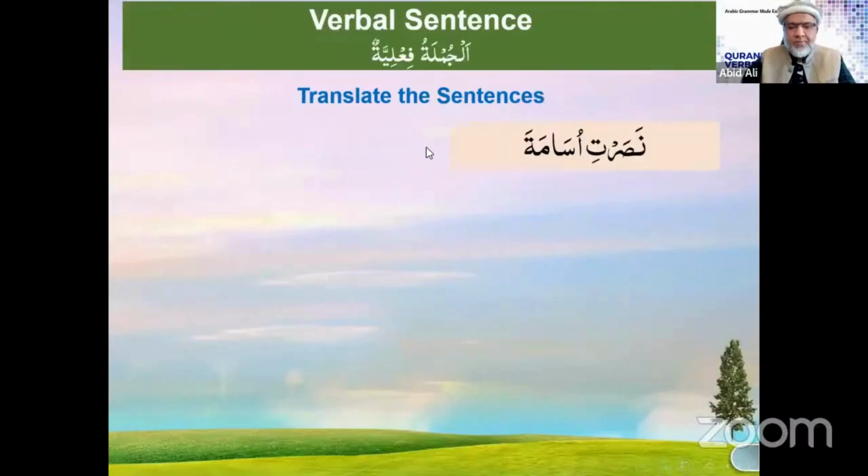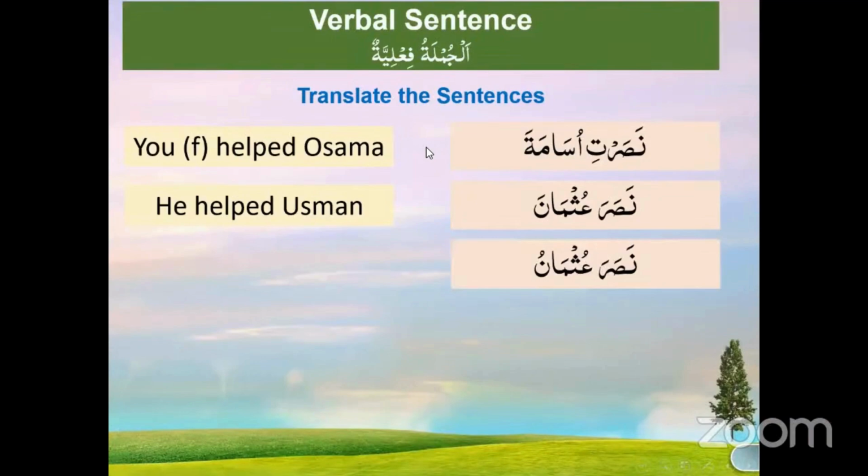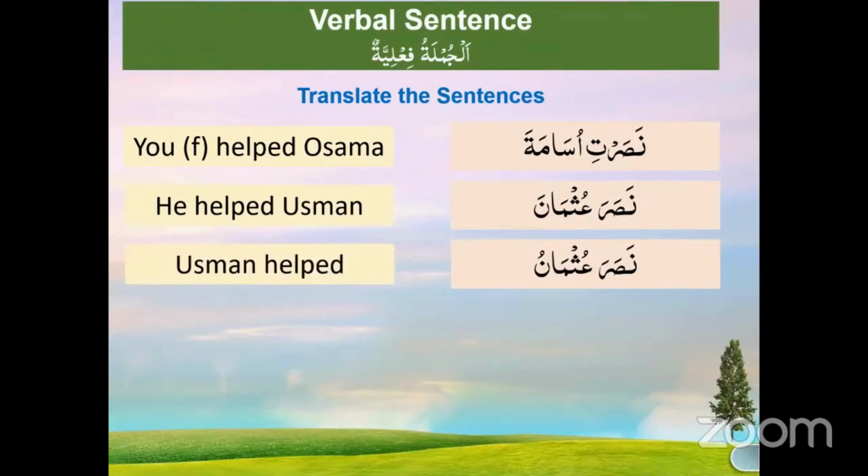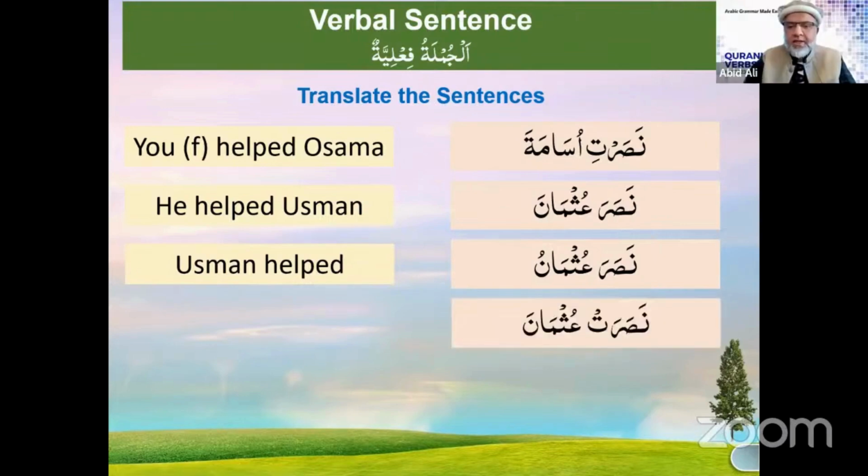Why is it Usman helped? Can somebody help me? Yes, it's an outside file, because Nasara is a Siga one and Usmanu is in a Rafa status. That's why it's Usman. Jazakallah khair. Okay, Nasarat Usmana. Who wants to go next?